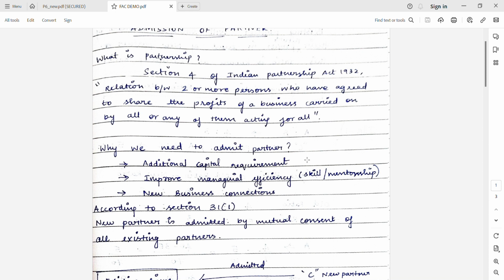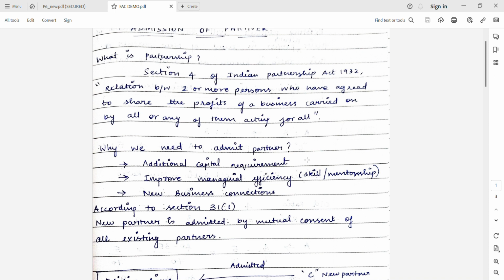Or there is a need to improve the managerial efficiency of the business. So they will be looking for a partner who has exclusive skill for managerial efficiency, or they will be looking for a mentor for that business. So whenever there is a need for that purpose, they will be admitting a new partner.